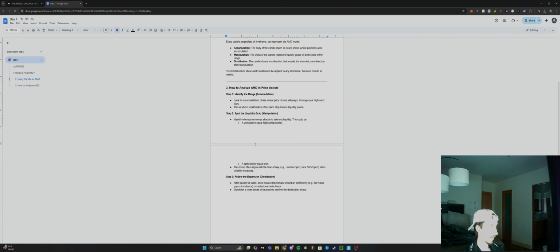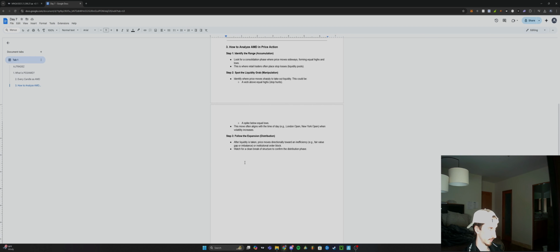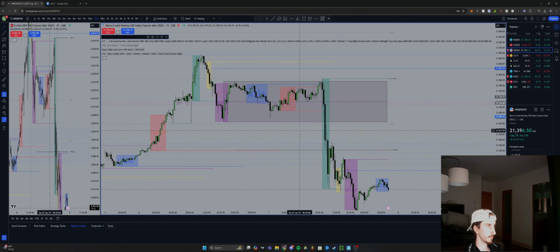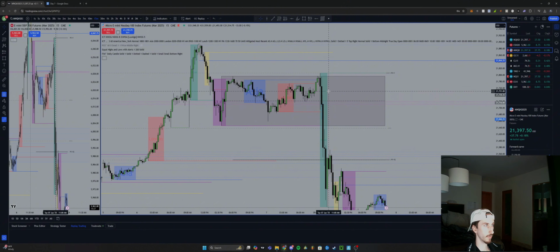So, yeah, that's pretty much that, right? Follow the expansion, which is the distribution. After the liquidity is taken, price moves directionally toward an inefficiency, right? A gap or imbalance or an order block. I don't know why I put institutional order block. Watch for a clean break of structure to confirm the distribution phase. And what I mean by that is just wait for displacement. It doesn't always have to be a break of structure. That's pretty beginner-like. Just wait for displacement in said direction, right?